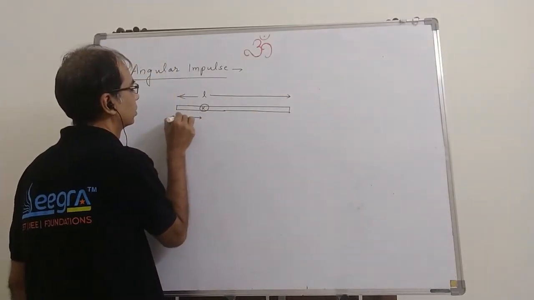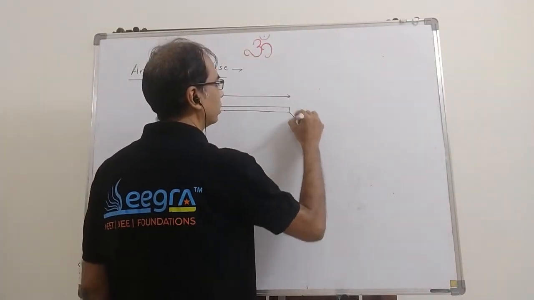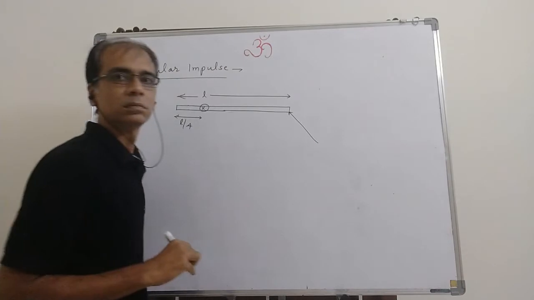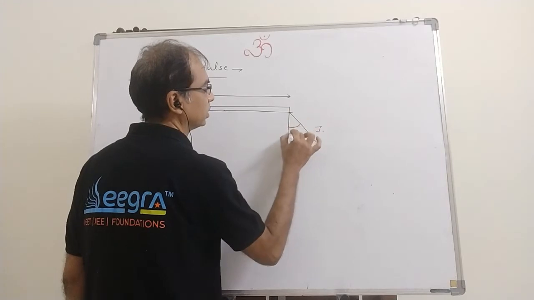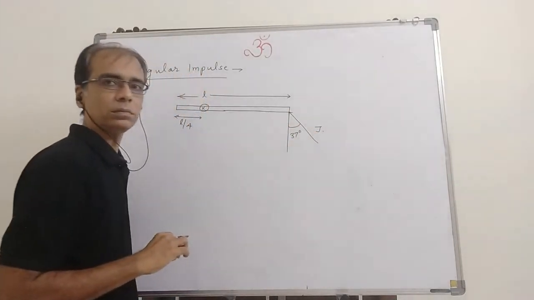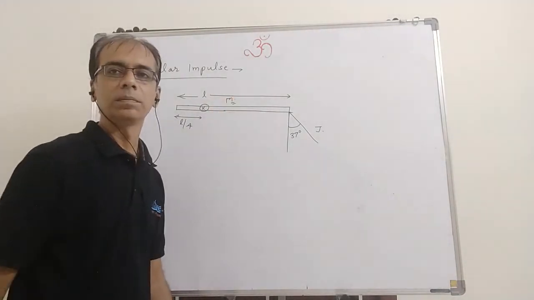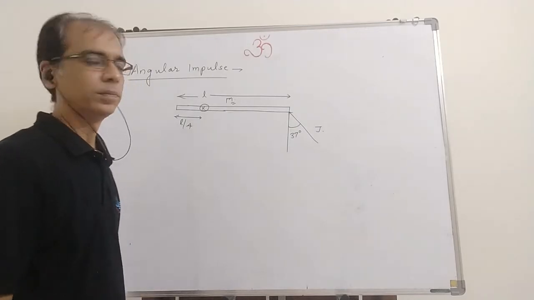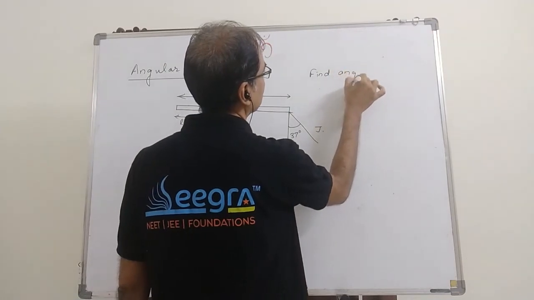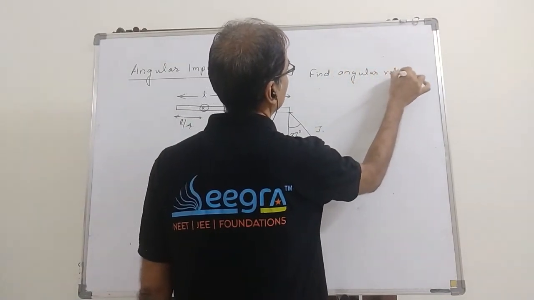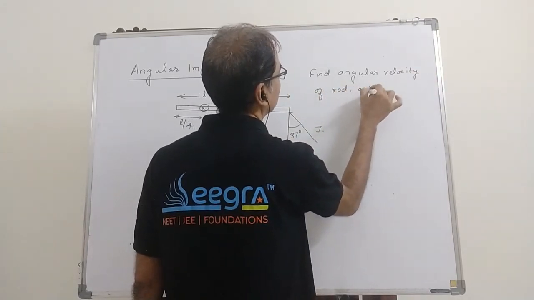Let's say this is L by 4. Okay, and here an impulse J is being given at an angle, this angle you can say 37 degrees. The mass of this rod is M. The question is, what will be the angular velocity? Find the angular velocity of the rod after impulse.